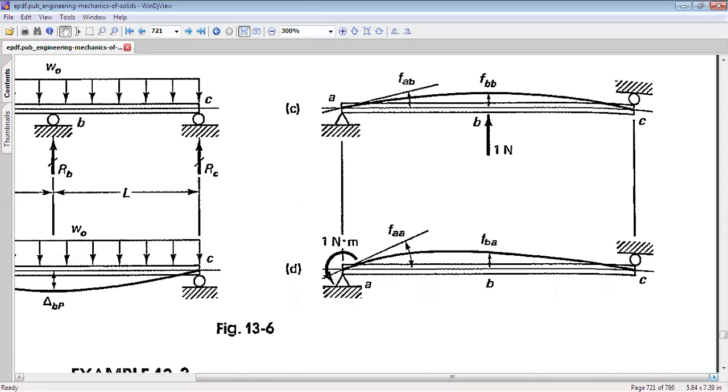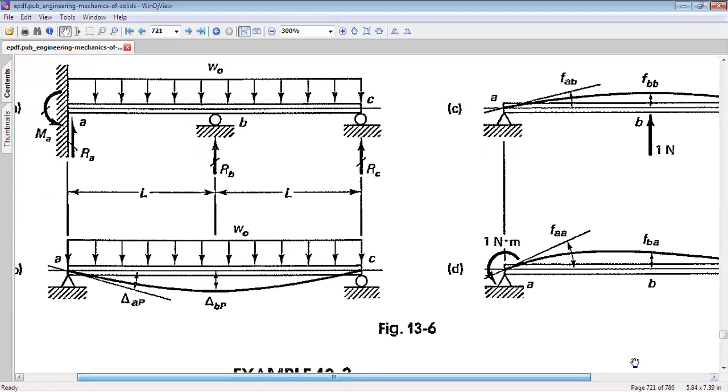Now we will not consider the external loads, and we will find out fBB and also fAB. fAB is the slope at A due to unit load at B, and fBB is the deflection at B due to unit load at B. And in figure D, we will find out fBA and fAA when we apply a unit moment at end A. fBA is the deflection at B due to unit moment at A, and fAA is the slope at A due to unit moment at A. And then we will use the compatibility equation.